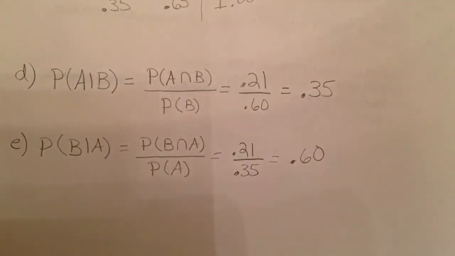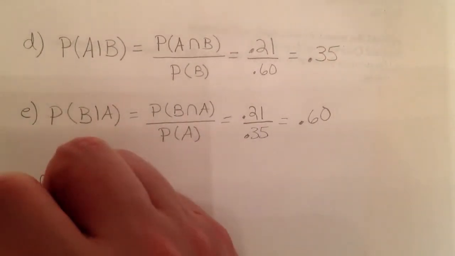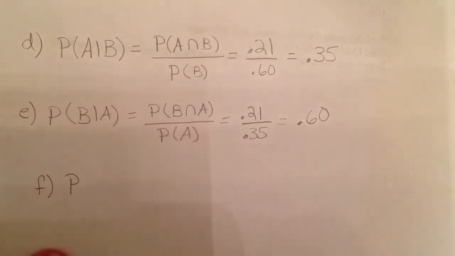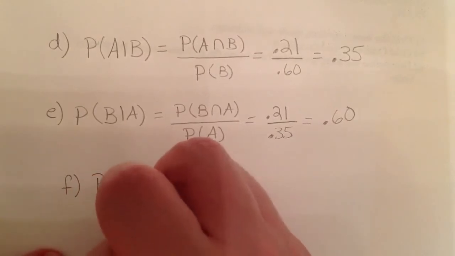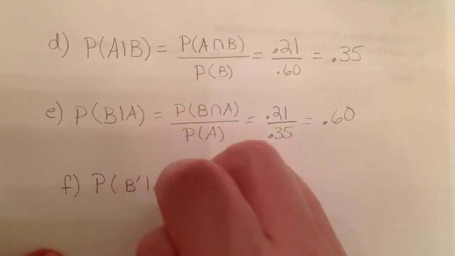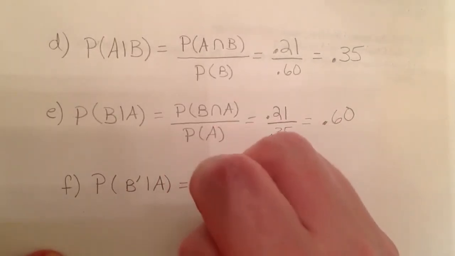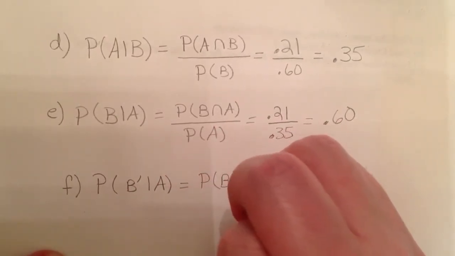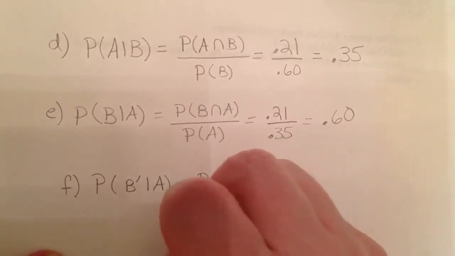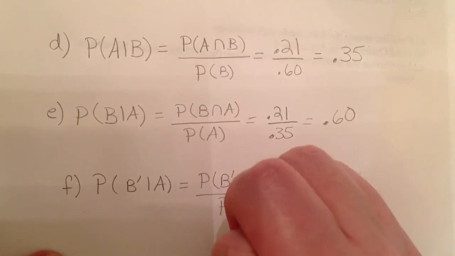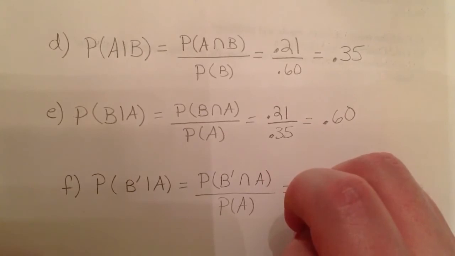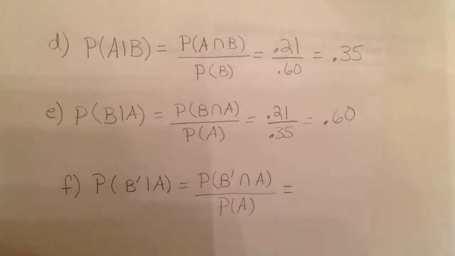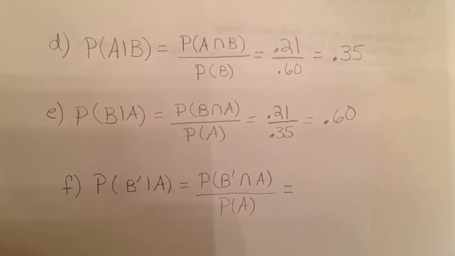Now, in part F, we're looking at the probability that B is not going to occur given that A has occurred. So we have the probability of the intersection between B not occurring and A occurring, making it relative to the probability of A happening.